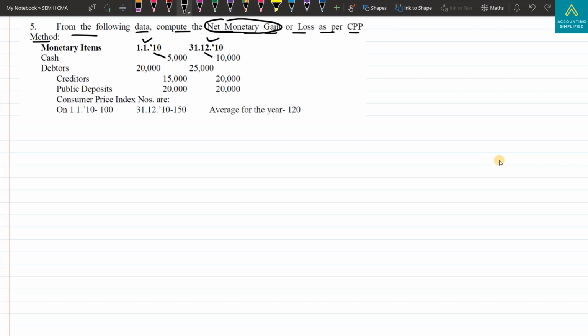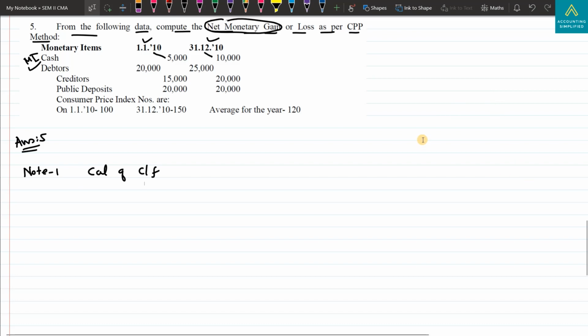First of all we need to check whether this is a monetary item or not. Cash, debtors, creditors and public deposit all are monetary items, so we'll take into account all monetary items, right? So let's start solving answer number 5. First we write note number 1, calculation of conversion factor, right?